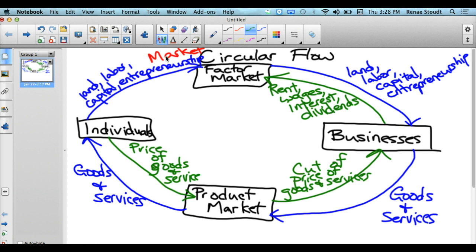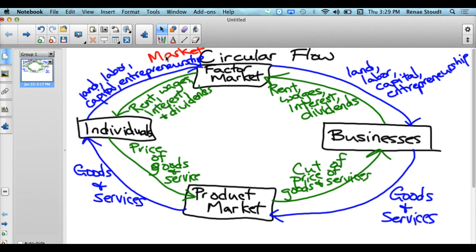So all of that goes to the factor market, but the factor market's not the one that originally owned the factors of production, so we have to pass that again on to individuals. So we have to pass on to them the rent, the wages, the interest, and the dividends. Okay, so this is what circular flow looks like for a market economy.